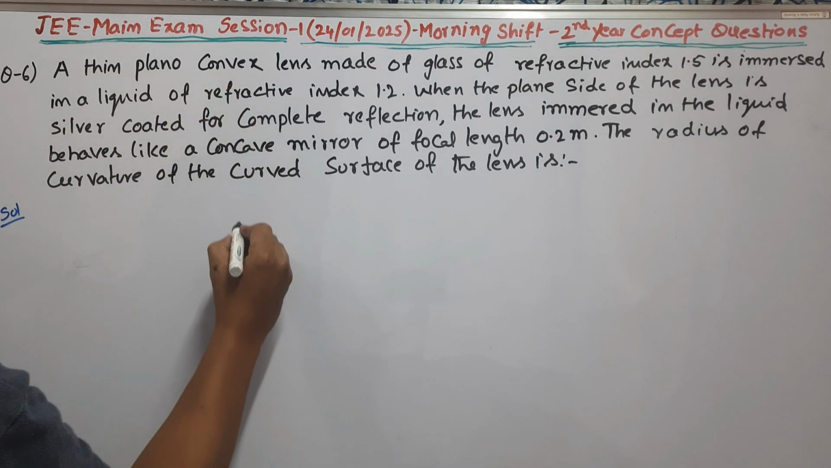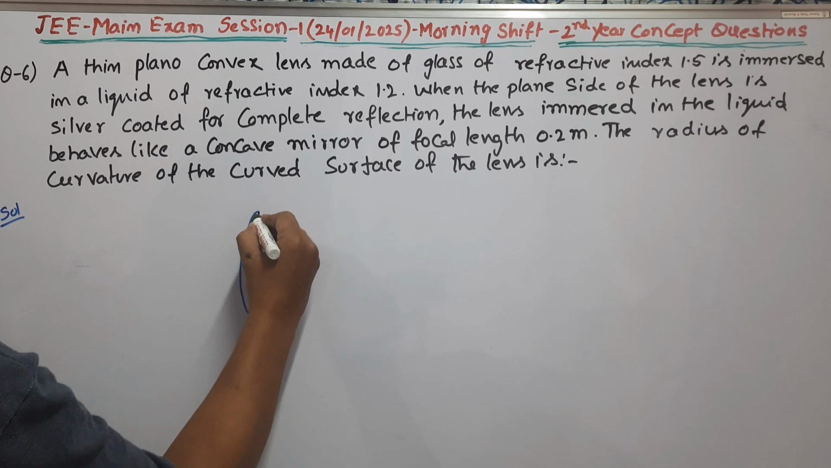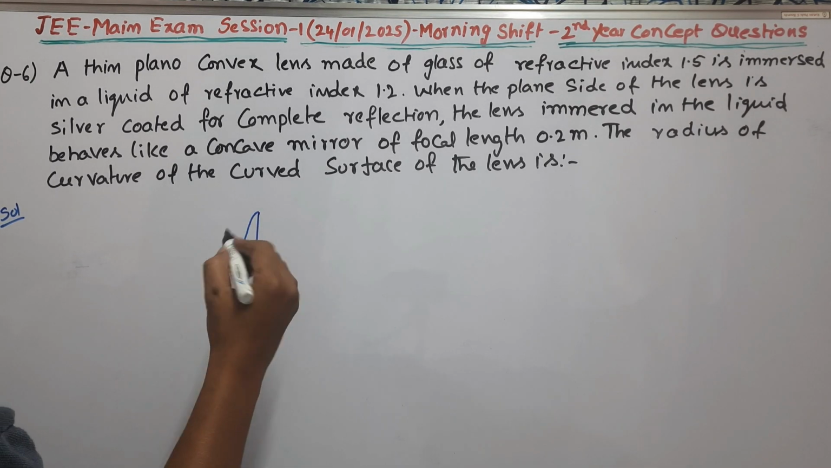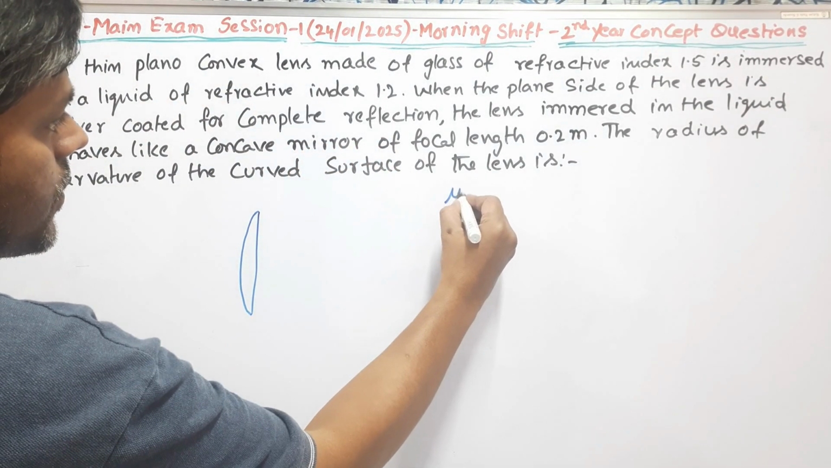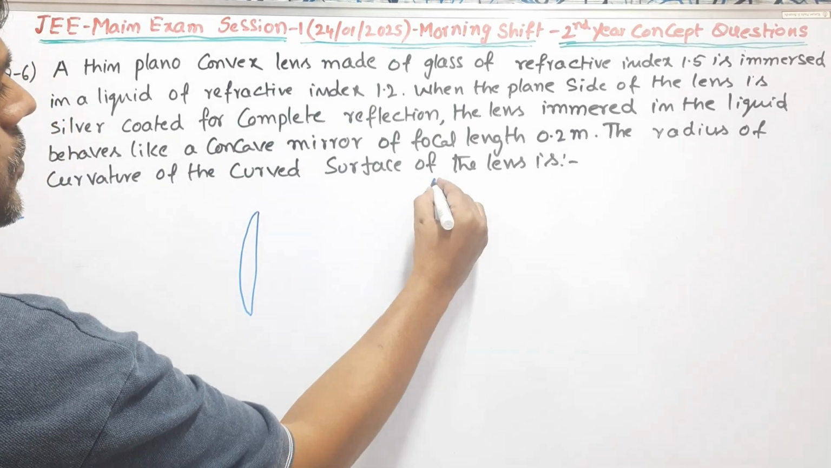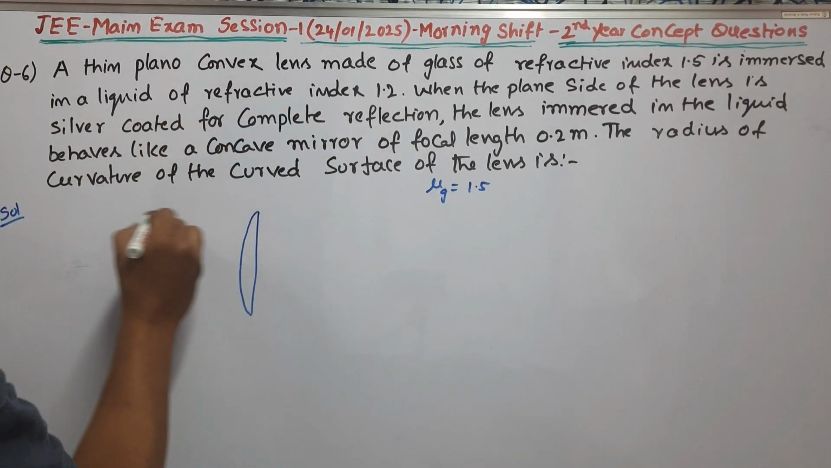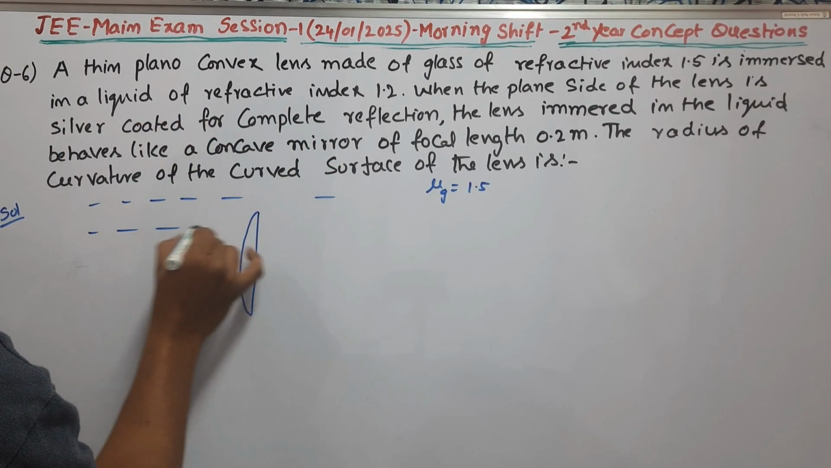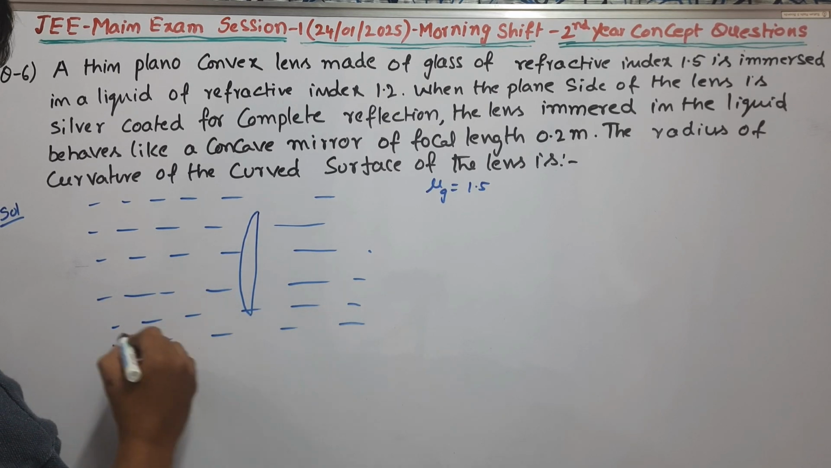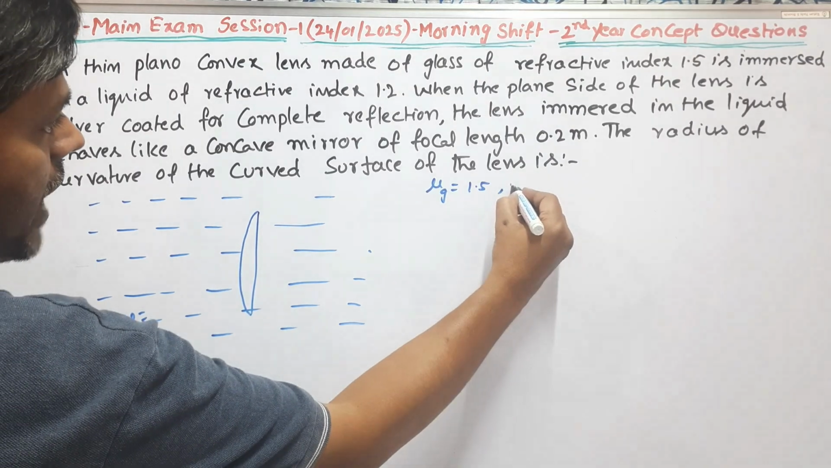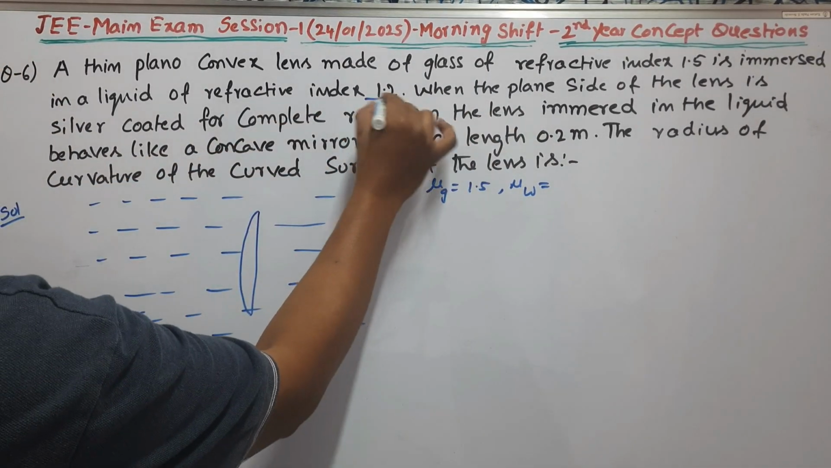You know, a thin plano convex lens: one side is plane, another side is convex. So this is a plano convex lens of refractive index mu of glass equal to 1.5, immersed in a liquid. Suppose this is the thin plano convex lens immersed in a liquid of refractive index, that means refractive index of water is equal to 1.2.